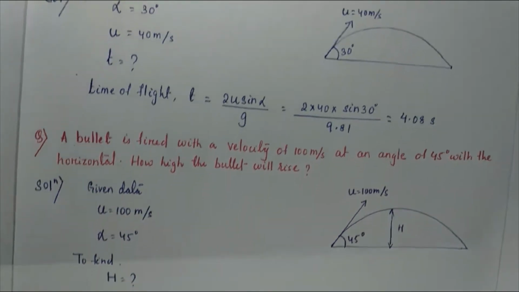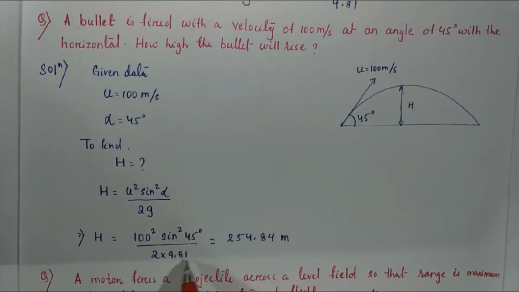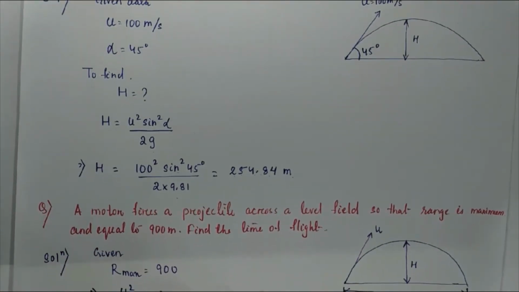So that is h equal to u square sin square alpha by 2g. So u is 100 square into sin square 45 degrees by 2 into 9.81. After solving this, we get the final value of the maximum height, that is 254.84 meter. Coming to the next question.